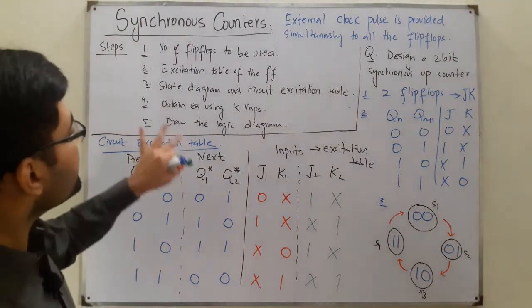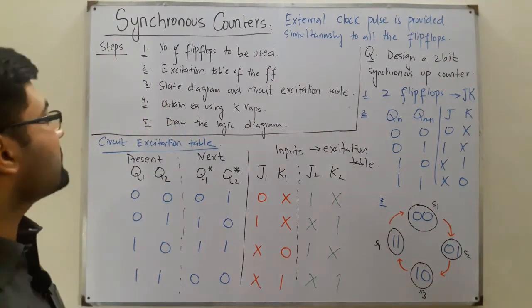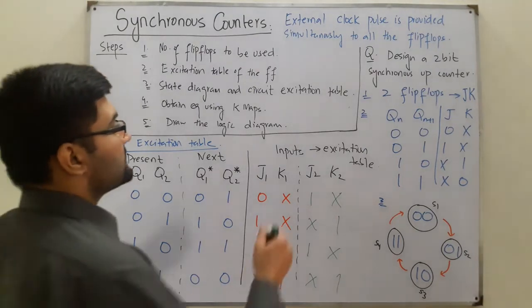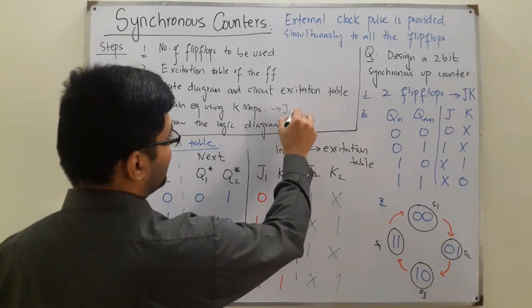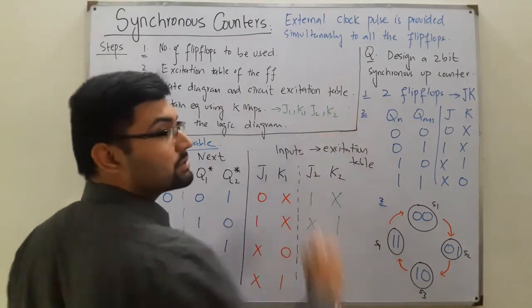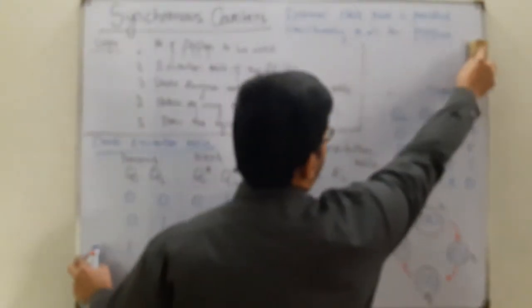Now, what do you need? Obtain equations using K-maps. So what are these equations for? These are for J1, K1, J2, and K2. Is that clear? So for that, let me remove this part of it, the whole part of it, all right? So first let me remove this and we will go stepwise. All right? Okay.